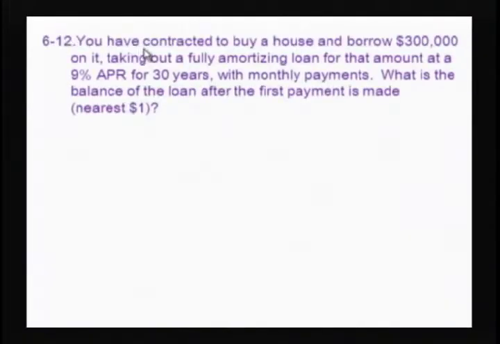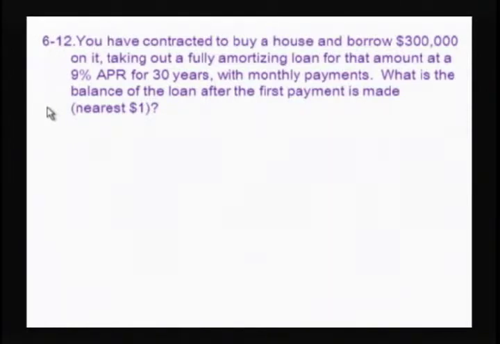Problem 612 says you've contracted to buy a house and borrow $300,000 on it, taking out a fully amortizing loan for that amount at a 9% APR for 30 years with monthly payments. What is the balance of the loan after the first payment is made? In this case, everything has to be done on a monthly basis.